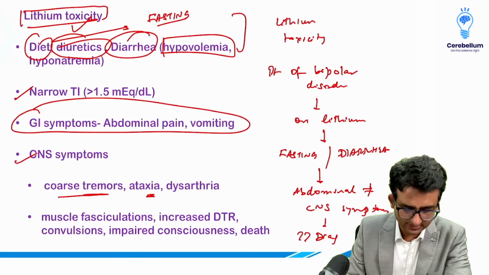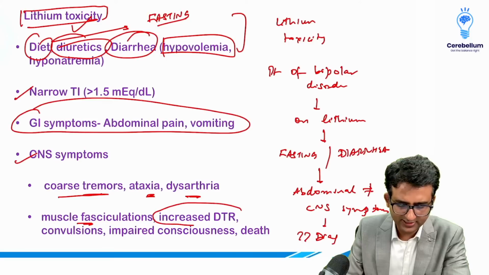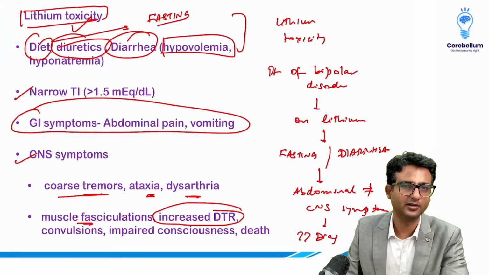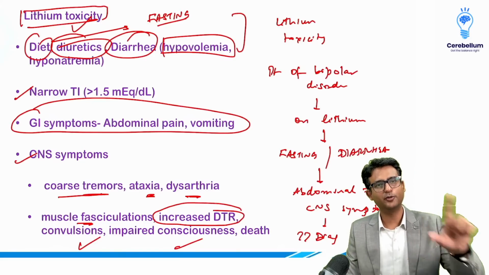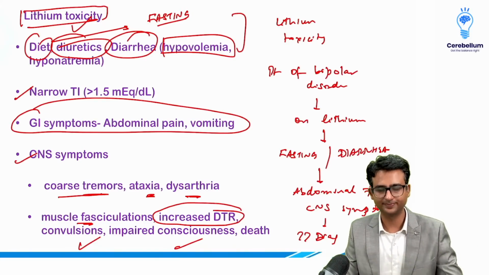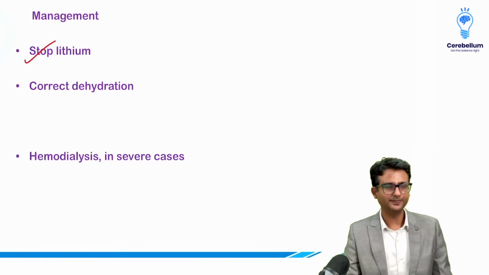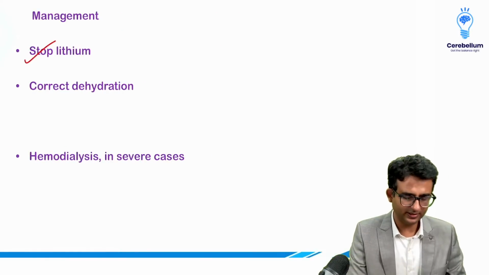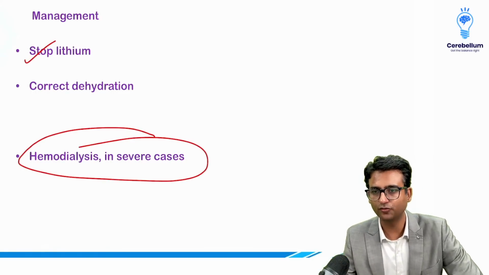Tremors, ataxia, dysarthria, and what you can see is muscle fasciculations, deep tendon reflexes are increased, and later on it may progress to convulsions and even death. Abdominal plus CNS symptoms. Remember, abdominal plus CNS symptoms. Treatment? Stop lithium, and if the patient's clinical situation is worsening and the levels are too high, go for hemodialysis.